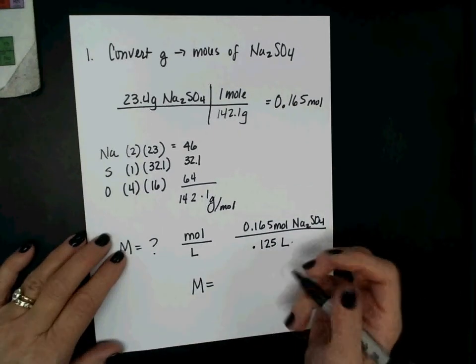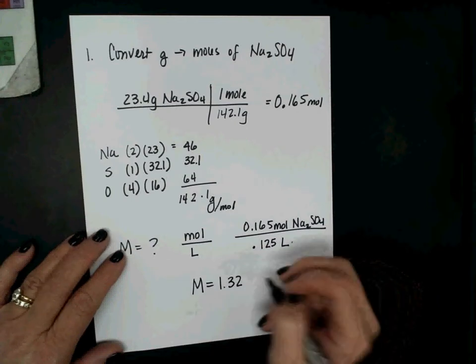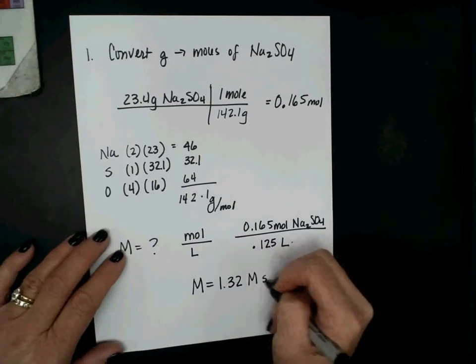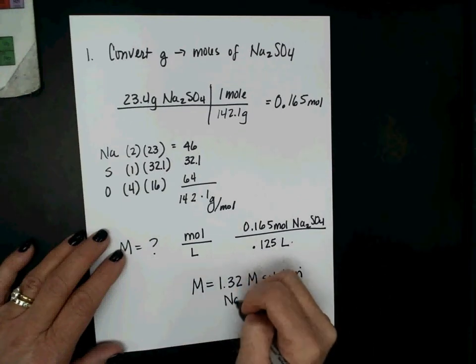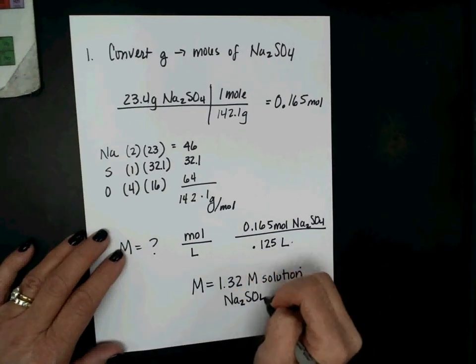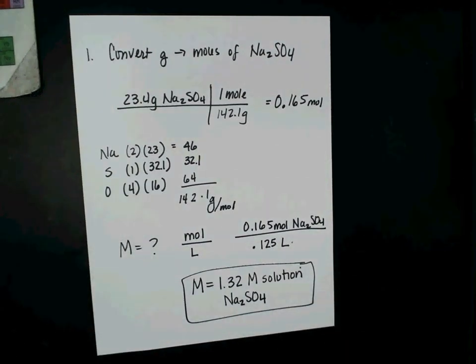What'd you get, Rachel? 1.32, and this is the way I would write this. 1.32 molar solution Na2SO4. And that I would have to write that whole thing to be 100% correct.